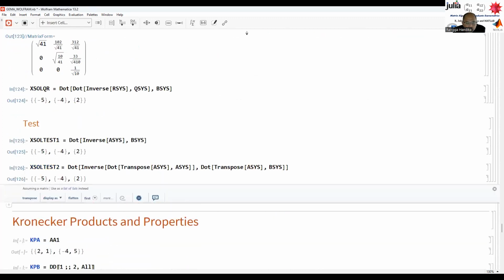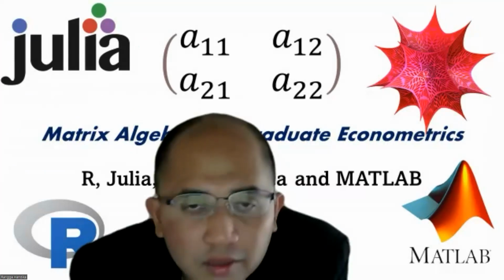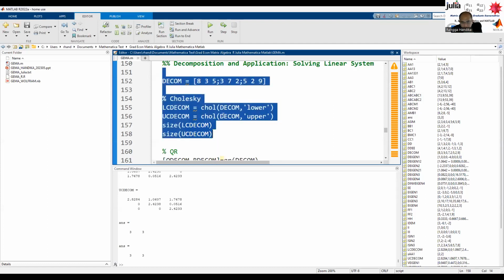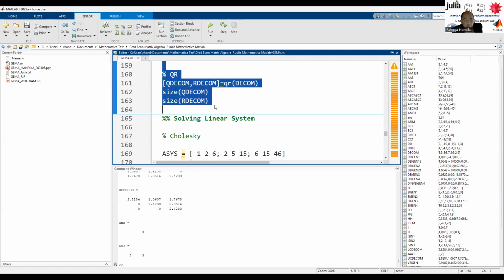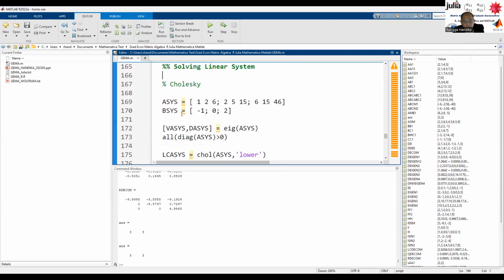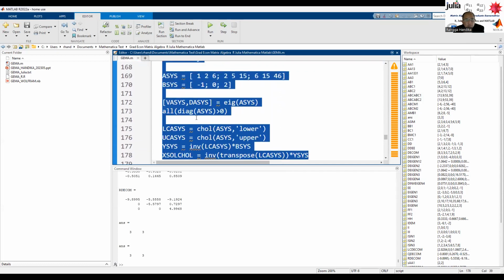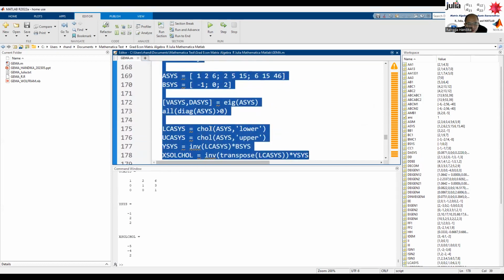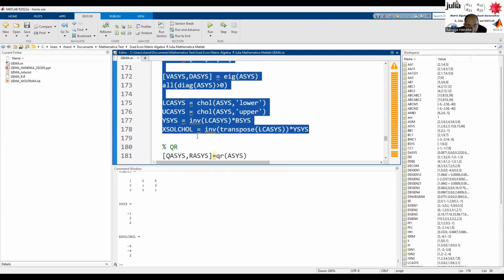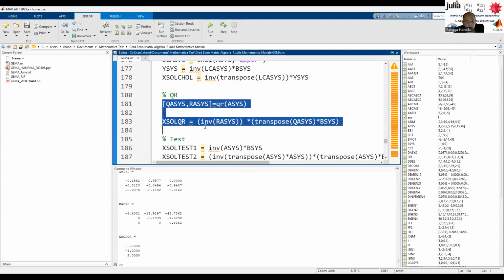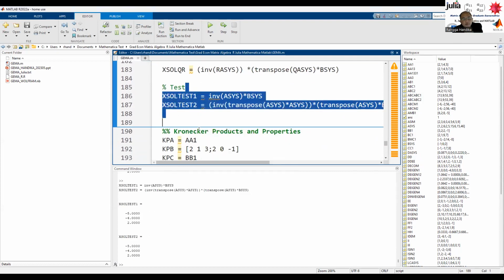Okay, and then let's go to MATLAB. How we implement it in MATLAB code here. So you can see the decompositions here. Okay, Cholesky, you can see chol, lower, and upper, the manual here. QR is qr, and then you will get the QR. So you can solve it using Cholesky multiple. Again, pay attention to the formula there, A, B. Okay, so you get the same solution: -5, -4, and 2. Pay attention to this formula. And then QR, you can also find here. Okay, you can also do the test. Let's see here. So it's the same.